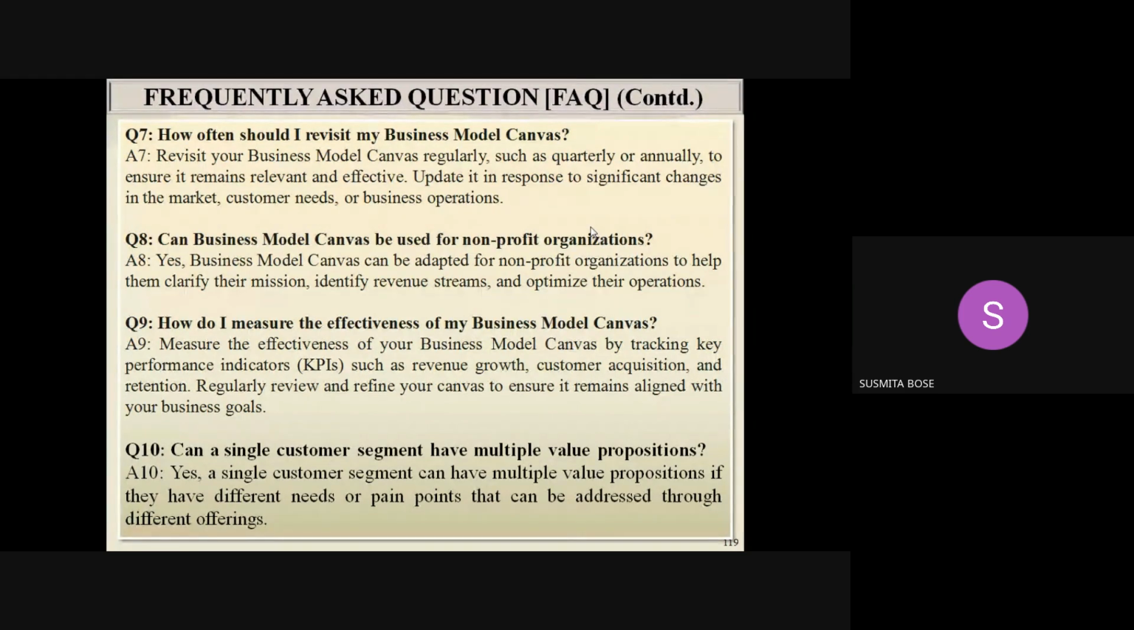The next question is, can a single customer segment have multiple value propositions? Yes, of course. A single customer segment can have multiple value propositions if they have different needs or pain points that can be addressed through different offerings.